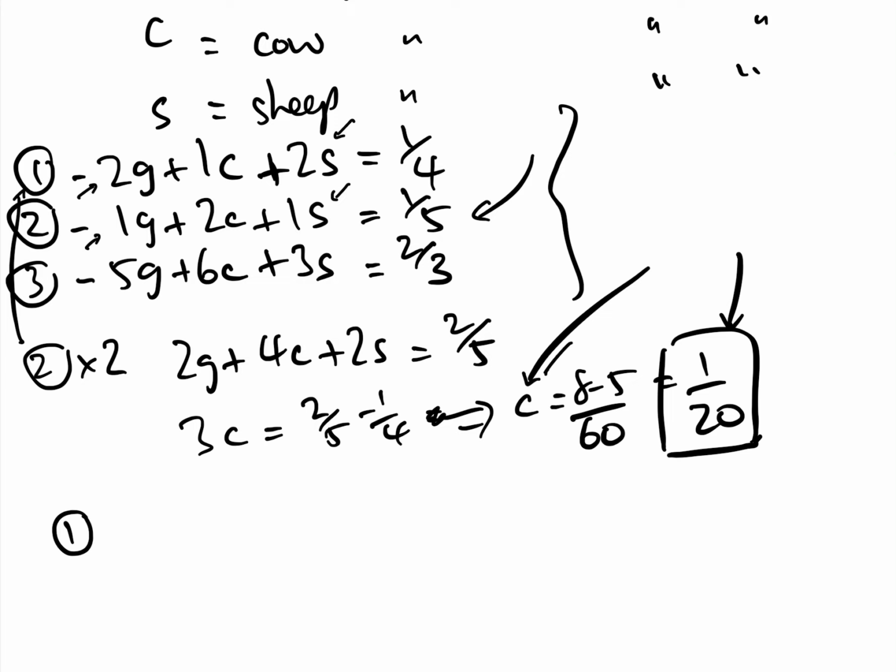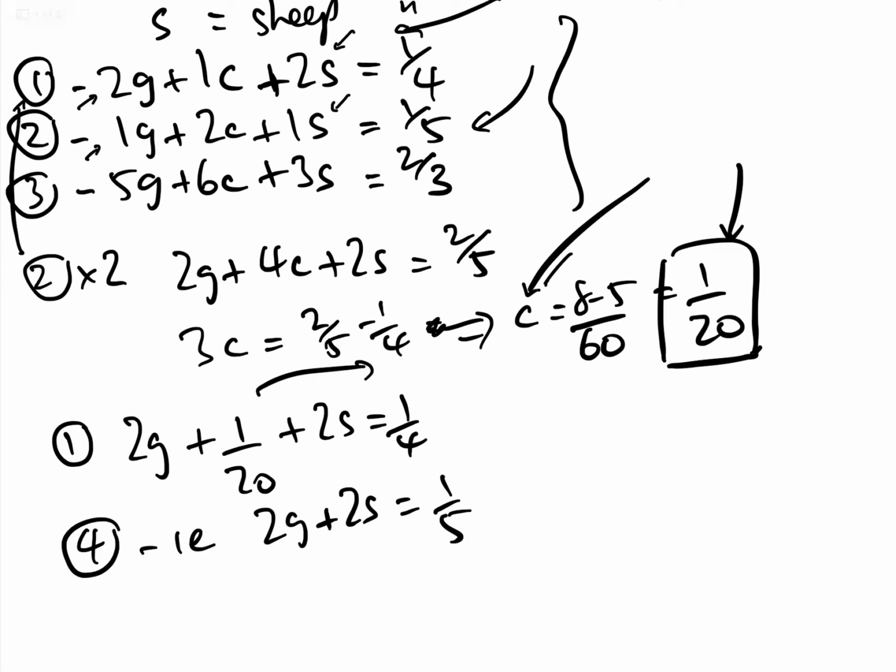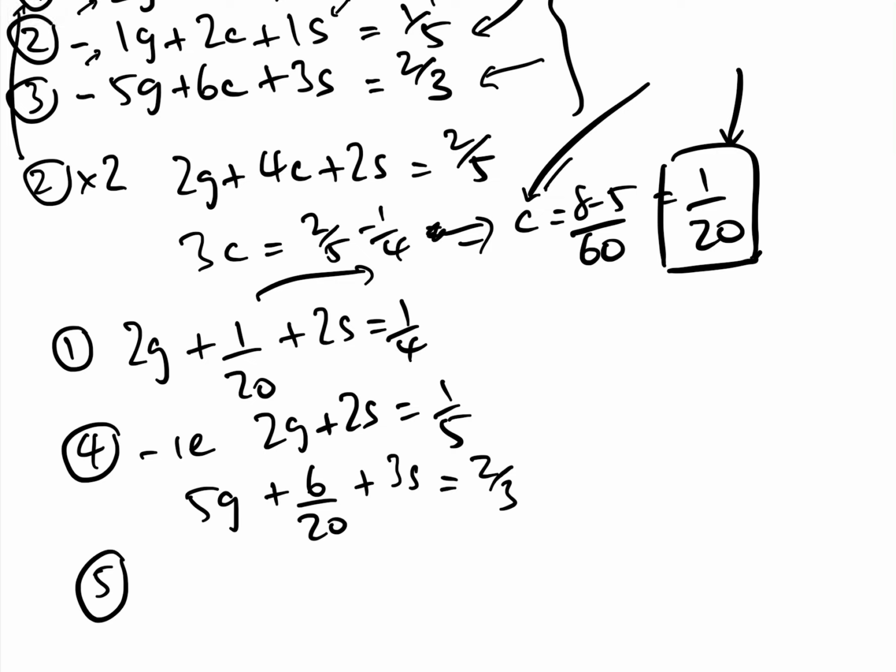Okay, now what we can do is put C back into our simultaneous equations. Let's put it back into 1. So 1 becomes 2g add 1/20 add 2s equals a quarter, i.e. 2g add 2s equals 1/5. Just taking the 20th over there, and let's call that equation number 4. Okay, and let's have a look at equation number 3. 5g add 6/20 add 3s equals 2/3. And just tidying that up we can get ourselves equation number 5, which is 5g add 3s equals 22/60.